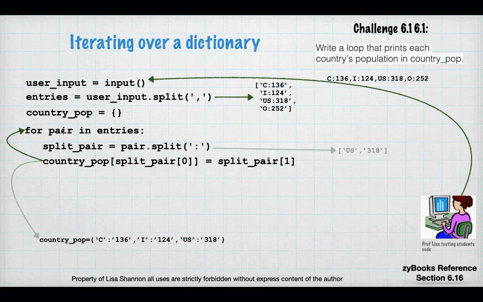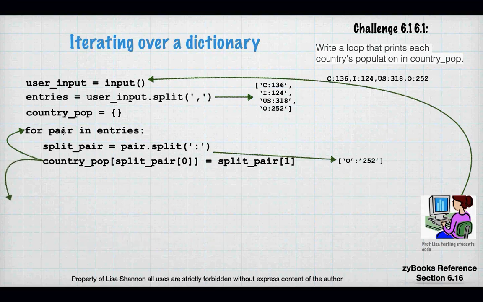I now have three things in my dictionary. I'm going to go back through. I've got the last one. I'm now going to have the last thing in the dictionary. So this basically shows you how you populate a dictionary from a list.